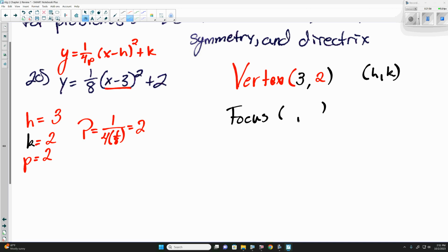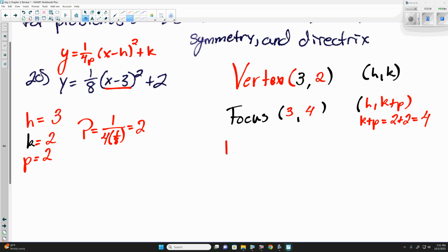Focus. Now again, we would look back at the general form. So y equals, our focus is h comma k plus p. Well, the h value for this is 3, so we can plug it in. K plus p, we do need to calculate. Our k value is 2, p value is 2, and 2 plus 2 is 4. So the focus is the point 3, 4.